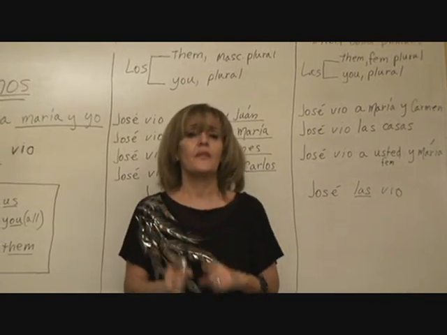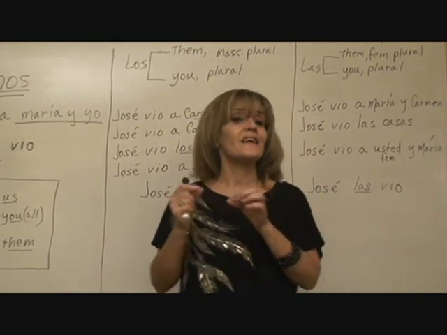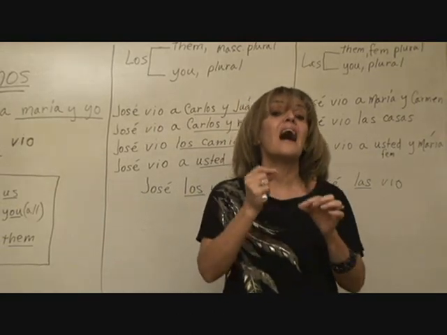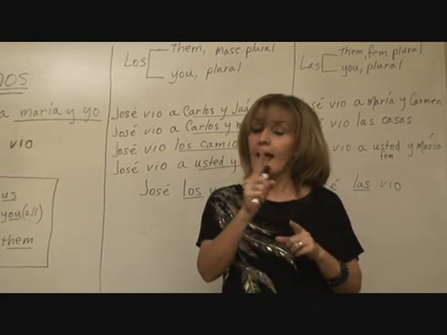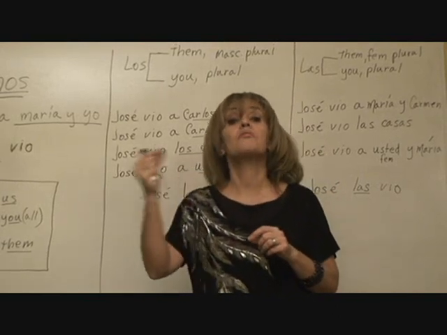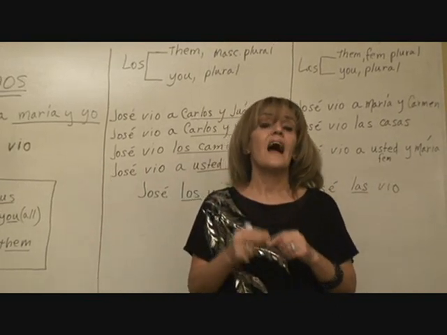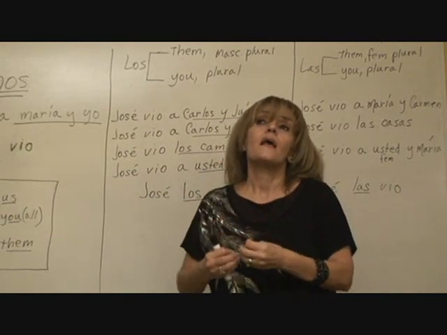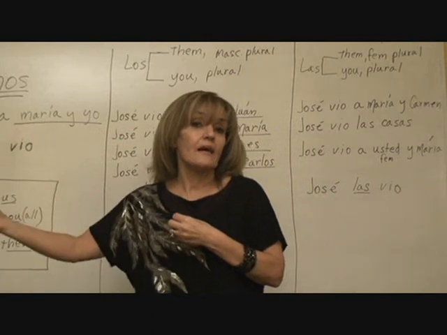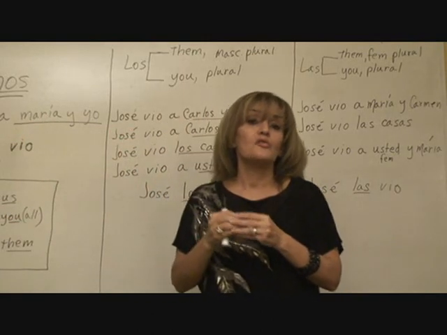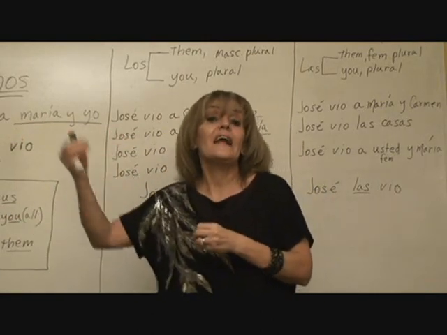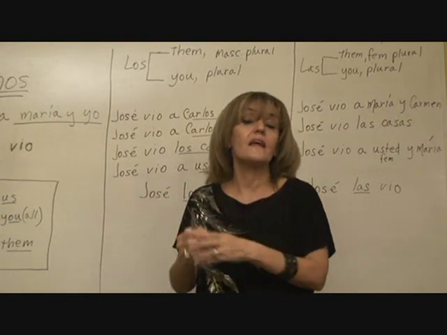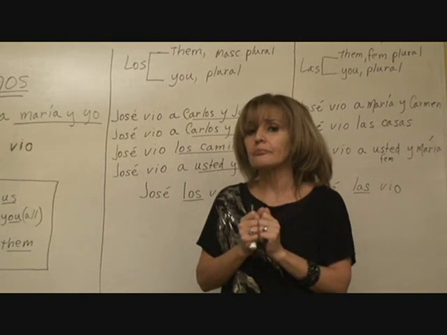Also, in Spanish, when the direct object is a person, you write the personal a in front. Now, that doesn't go for the direct object pronouns, only for the direct object. That's why you say, José vio a María, as opposed to José vio el camión. Do you see that a in there? Because María is a person. Camión is a thing, does not need the personal a.